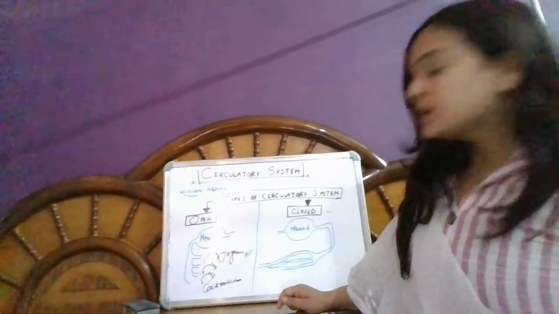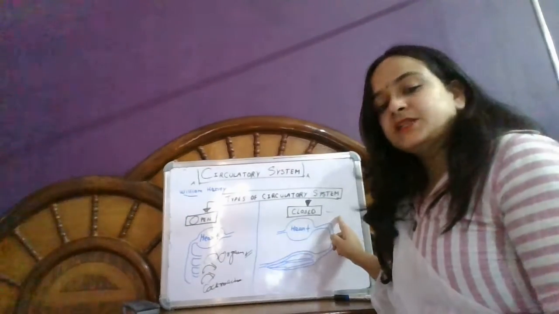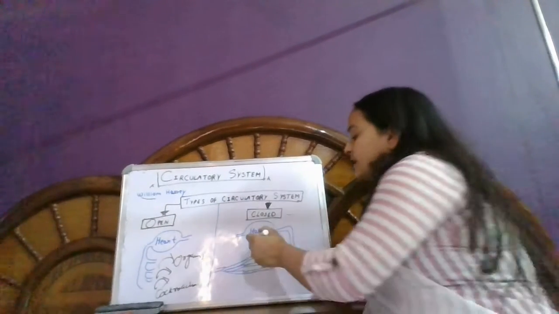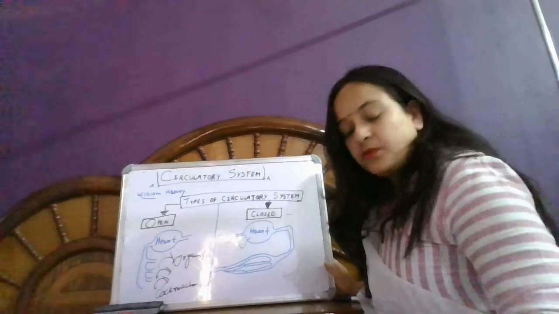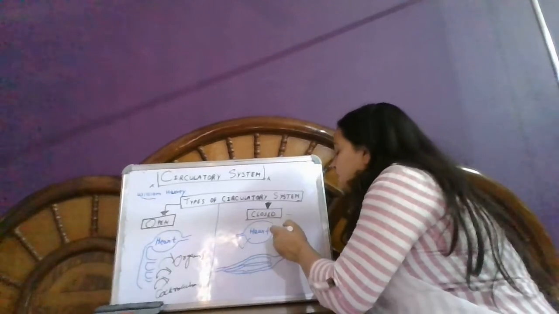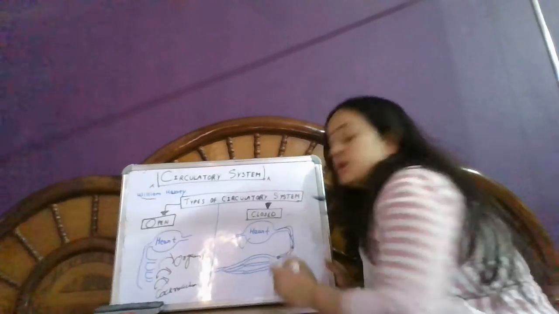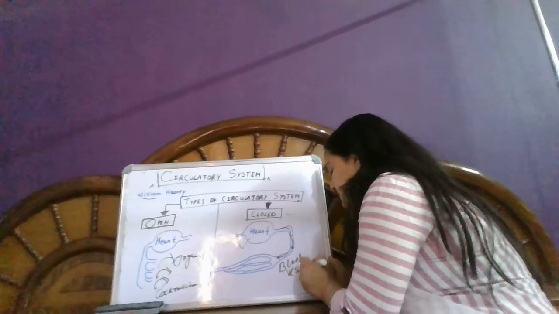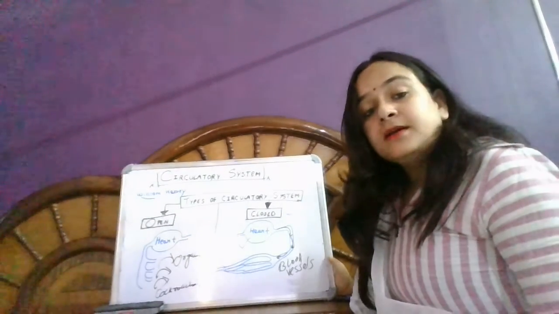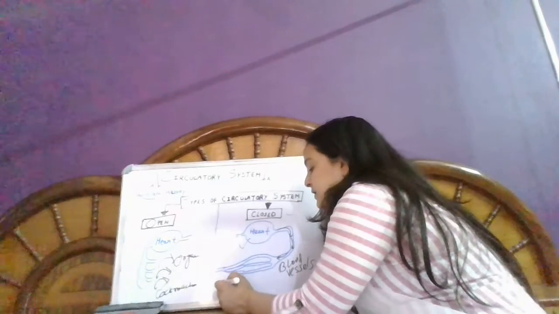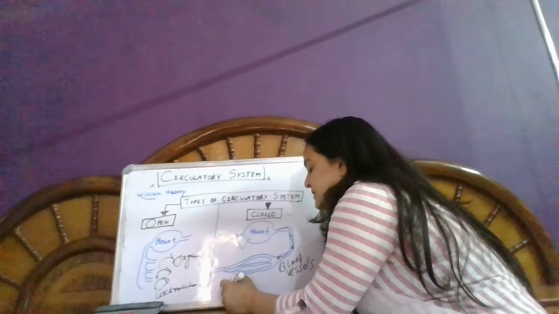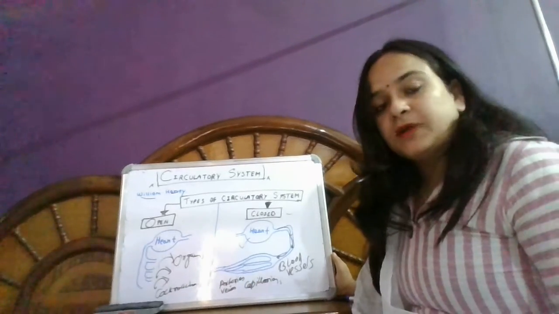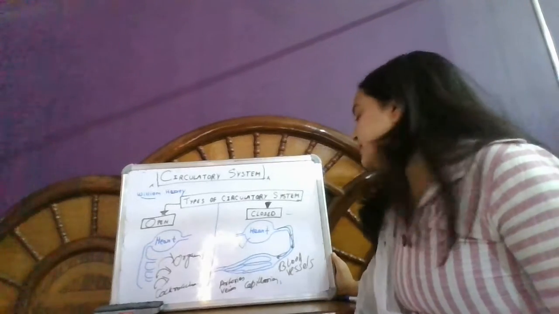Coming to the other type, the closed circulatory system. In this there is a heart which pumps the blood, and the blood is transported through blood vessels. The blood vessels are arteries, veins, and capillaries. So there are three types of blood vessels present in the closed circulatory system: arteries, veins, and capillaries.